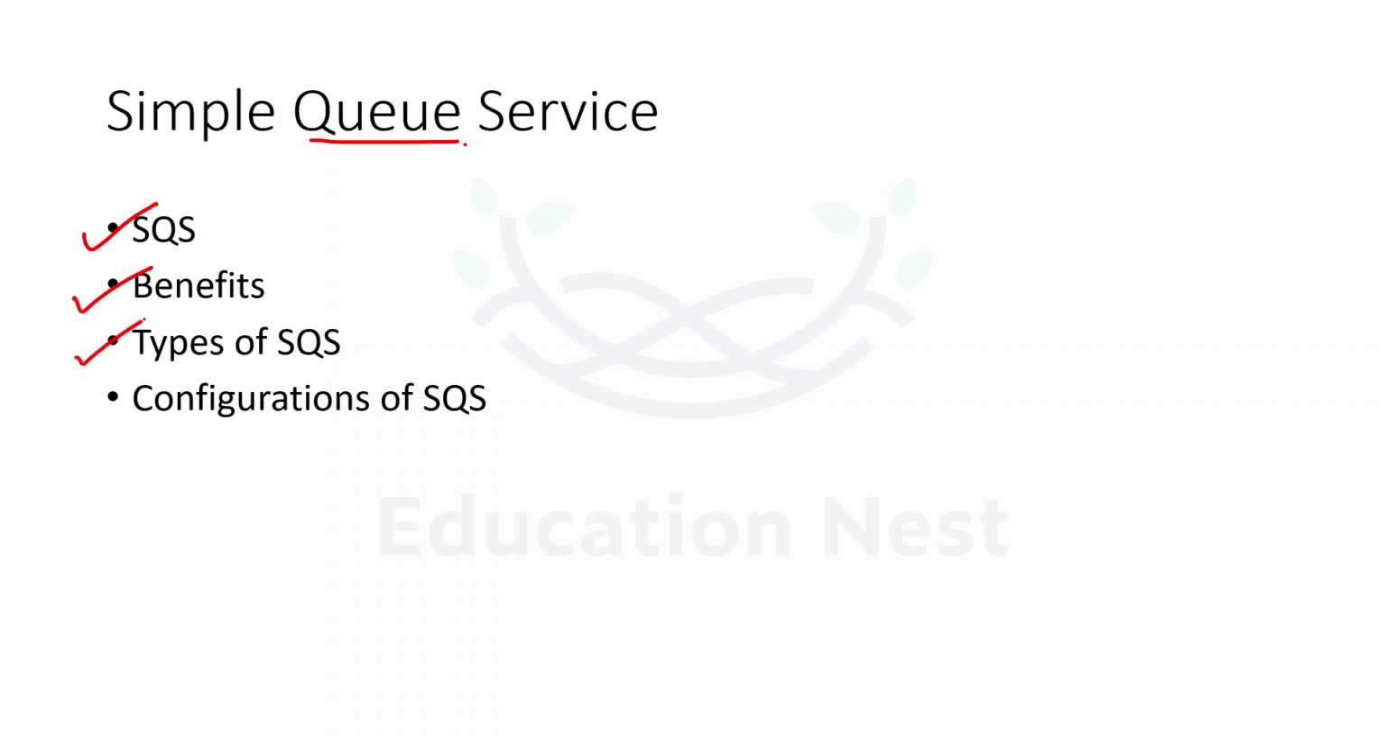We'll be understanding two different types of queues available. One is called the standard queue and another one is called the first in, first out queue. And lastly, we would understand the important configurations of SQS.